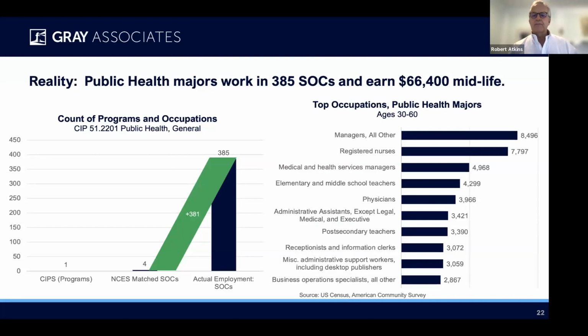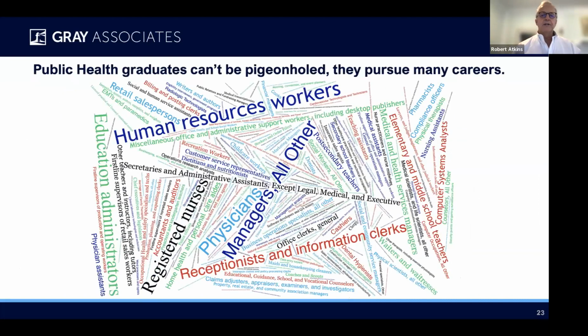And you'll notice that the top 2 fields were not mentioned on the prior page. One is managers, all other. The second is registered nursing. So folks with this degree may go on and pick up a nursing degree as well. And you can see the other things here. Many go on and study medicine. Some become teachers. Some only make it to be receptionists, and some become business operations specialists. And this is just the top 10. When you look more broadly at all the different things people do with a public health degree, you realize you can't pigeonhole these graduates. In fact, you can't really pigeonhole any graduates.